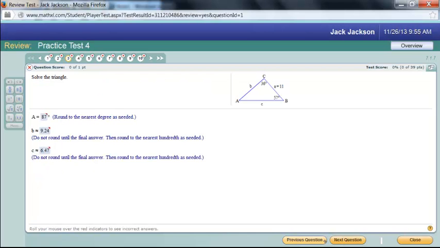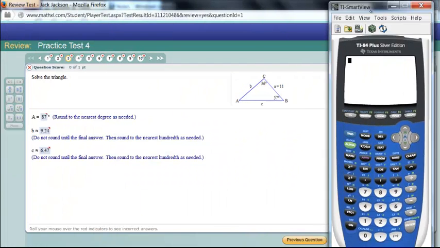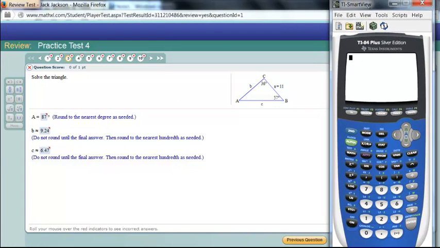Okay, we're going to solve a triangle. The given information here is an angle-side-angle case. First thing we can do is find the other angle. So you take 180 degrees, subtract 36, and then also subtract 57, and we're left with 87 degrees. So that's angle A.